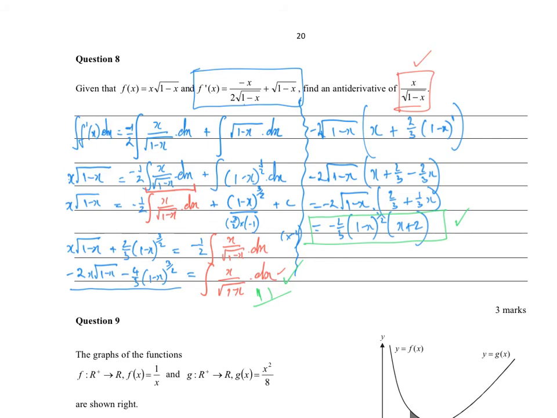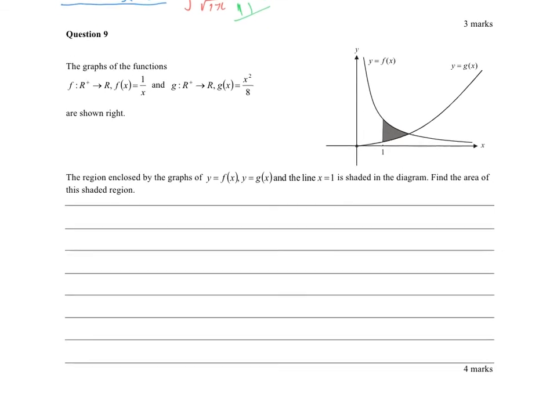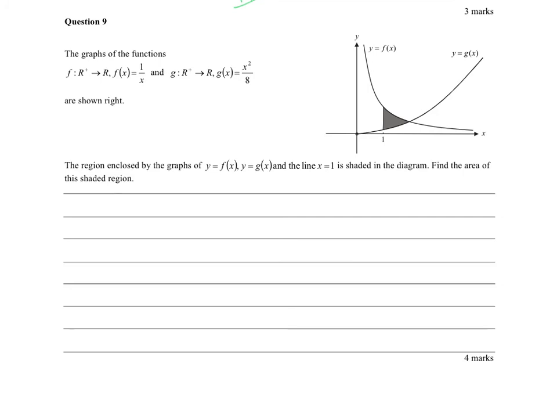Let's have a look. For the graph shown, 1 on x, x squared on 8 are shown. The region enclosed by the graphs of blah, blah, blah. Find the area of the region. So again, I've got top line minus bottom line, haven't I? So the bottom one is blue, the top one is green. So I've got to find this point of intersection.